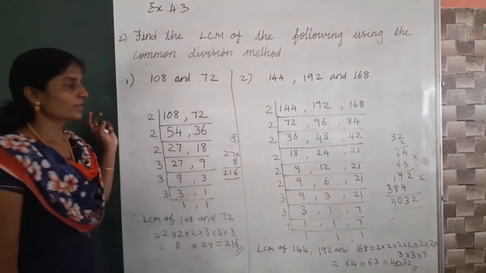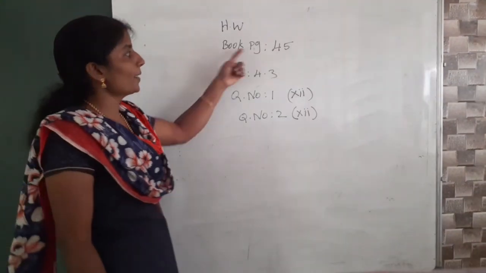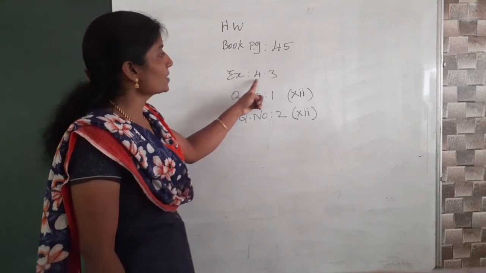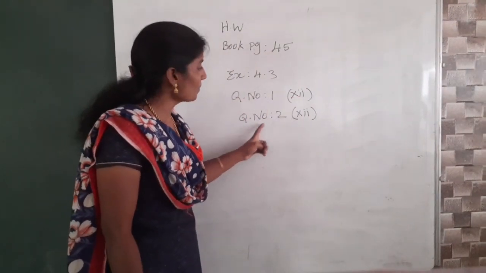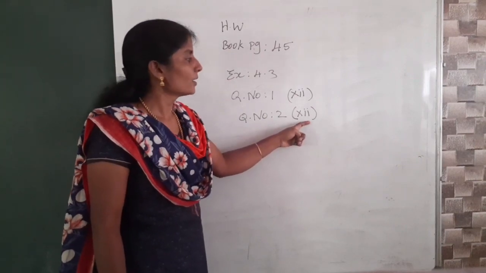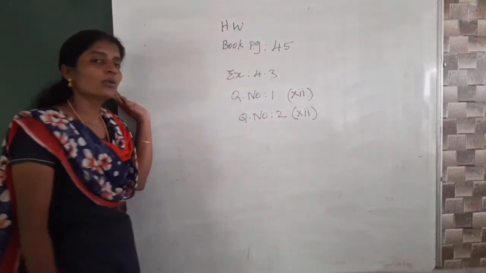4,032. Clear? Homework, book page number 45, exercise 4.3, question number 1, 12th question, question number 2, 12th question. Okay, 2 questions we have homework.